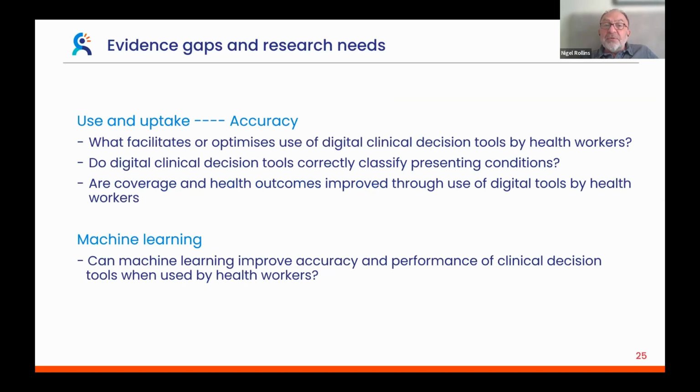There are many evidence gaps and therefore research needs. Gillian referred to the difference between Kenya and Tanzania, for example, in terms of change in practice. We need to understand what facilitates or optimizes use of these digitalized clinical decision tools. We need to understand, do they actually improve the accuracy of classification? Are coverage and health outcomes improved through the use of these tools by health workers? And ultimately, is there an opportunity for machine learning, once we get large volumes of data coming in, to actually improve the accuracy and performance of these decision tools when used by health workers?